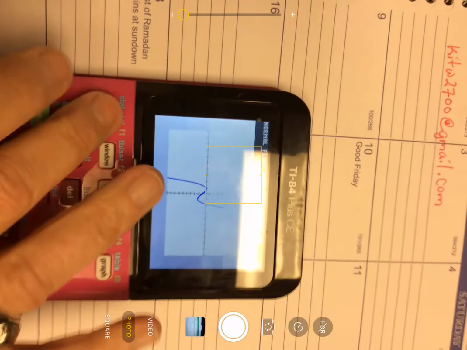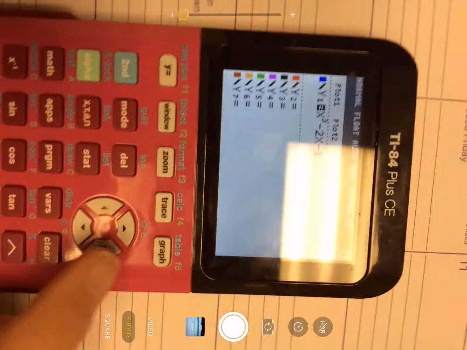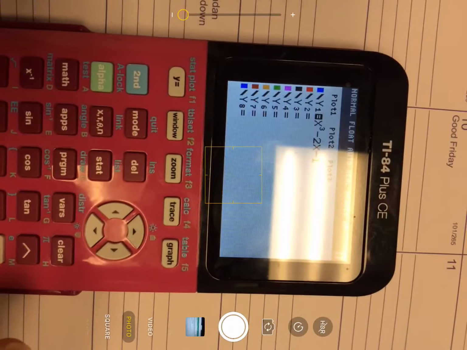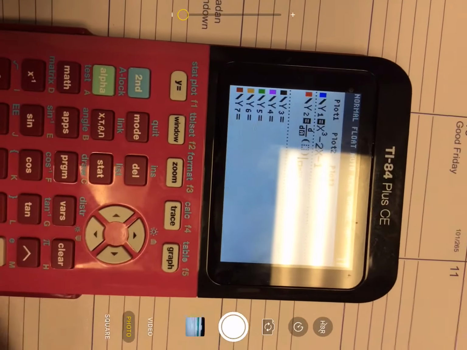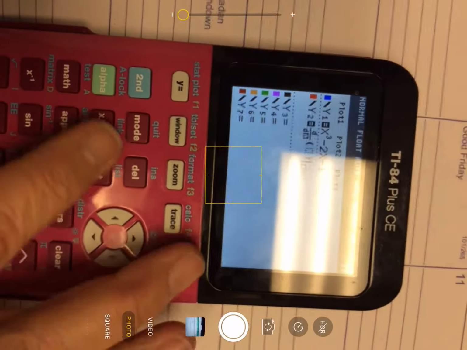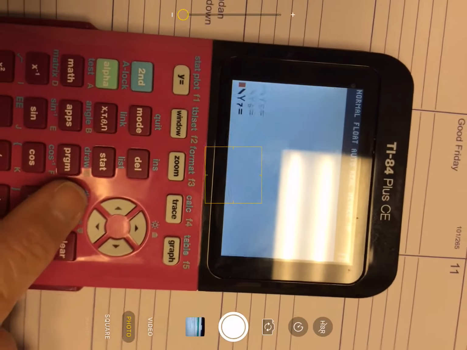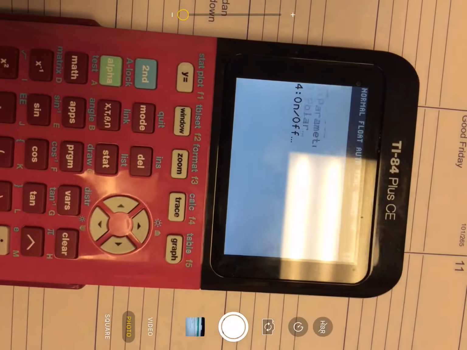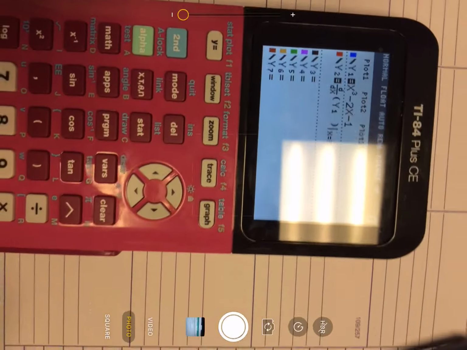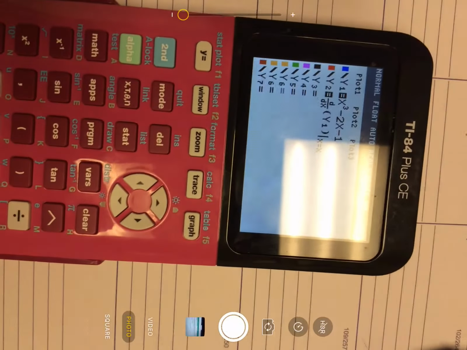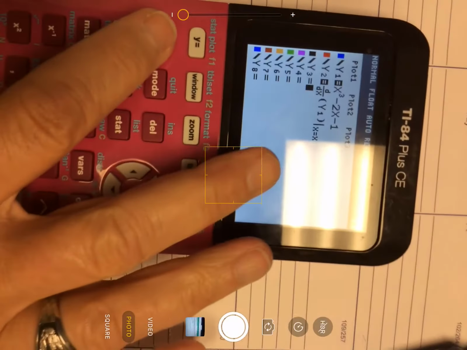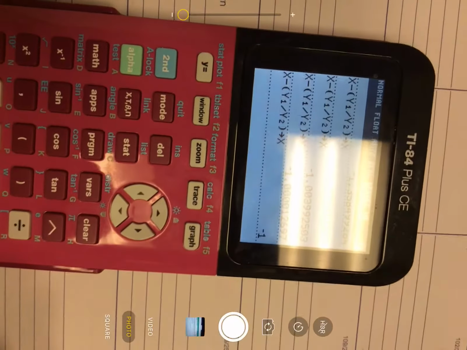I've got that in y1. I need to find the derivative. So in y2, I'm going to go math and derivative with respect to x, vars over to y vars, function y1, and just put in x here. Then go to the home screen, so second, quit.